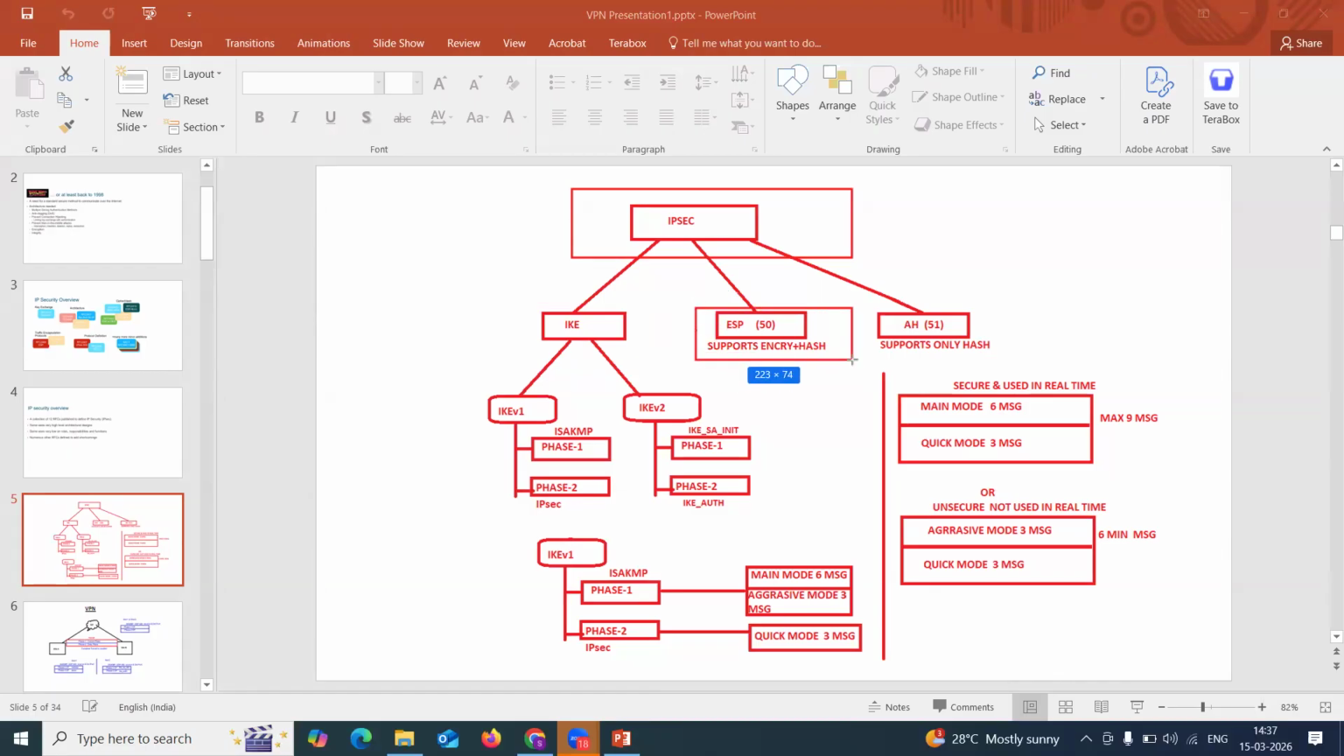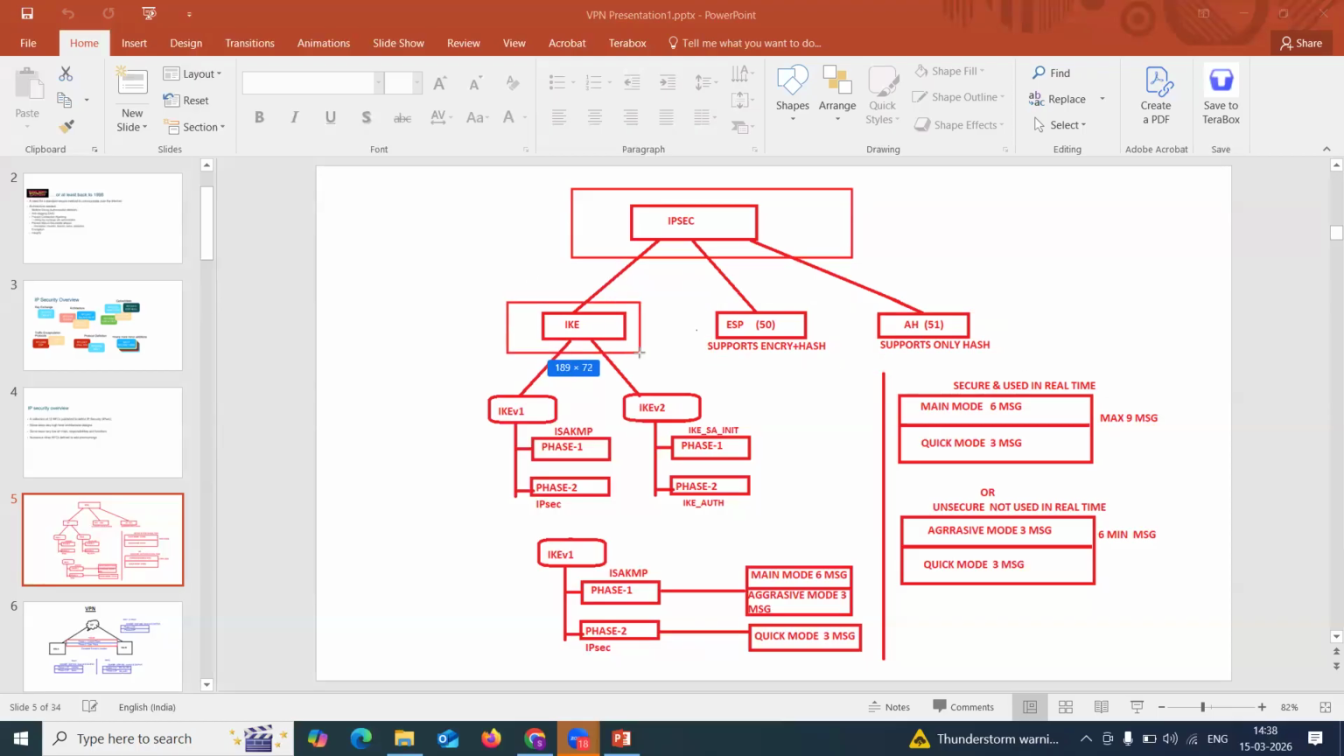Protocol number of ESP is 50. It supports encryption and hashing. Protocol number of AH is 51. It supports only hashing, does not support encryption. Purposes are different. The purpose of ESP is to encrypt your real data with a hash value. AH's purpose is only to add a hashing value, not to encrypt your data. It is used for testing purposes. So the purposes of these two protocols are different. They are not the same.